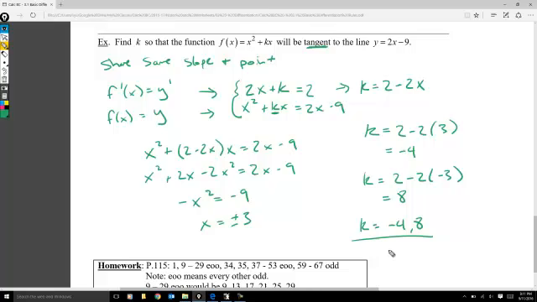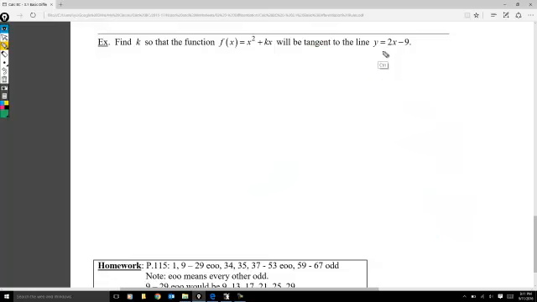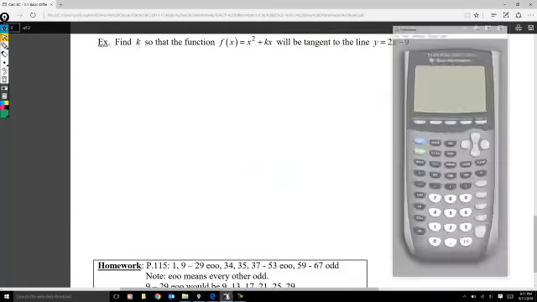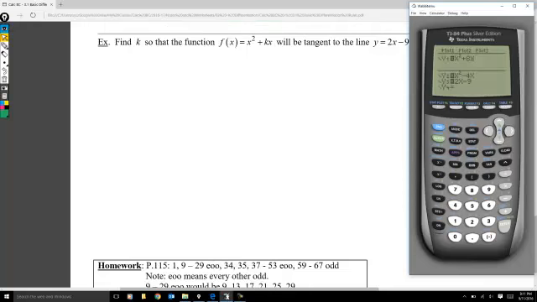Let's check that. What this is saying is that if I plug these values in for k, I should get two parabolas that will be tangent to my linear function. So let's check that on a calculator. I go to my y equals, and I plug these values in for k, and this is my linear function.